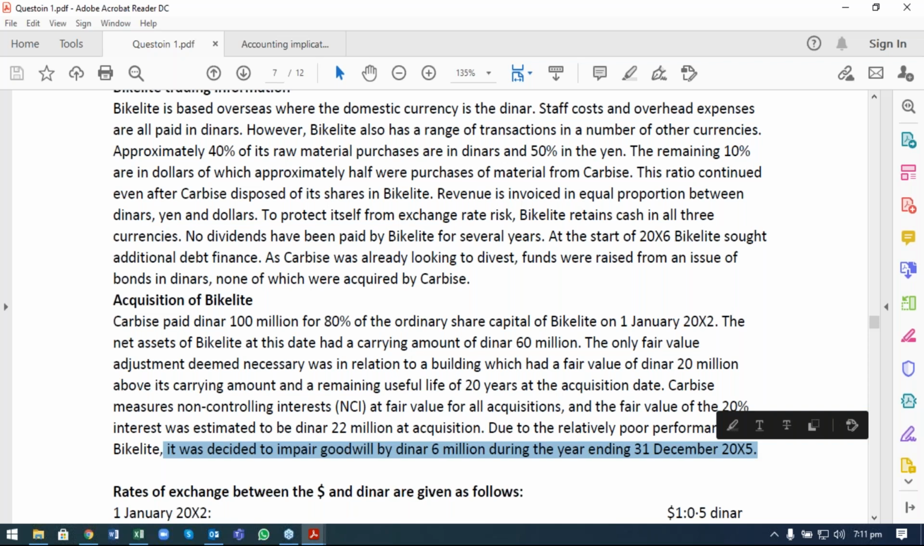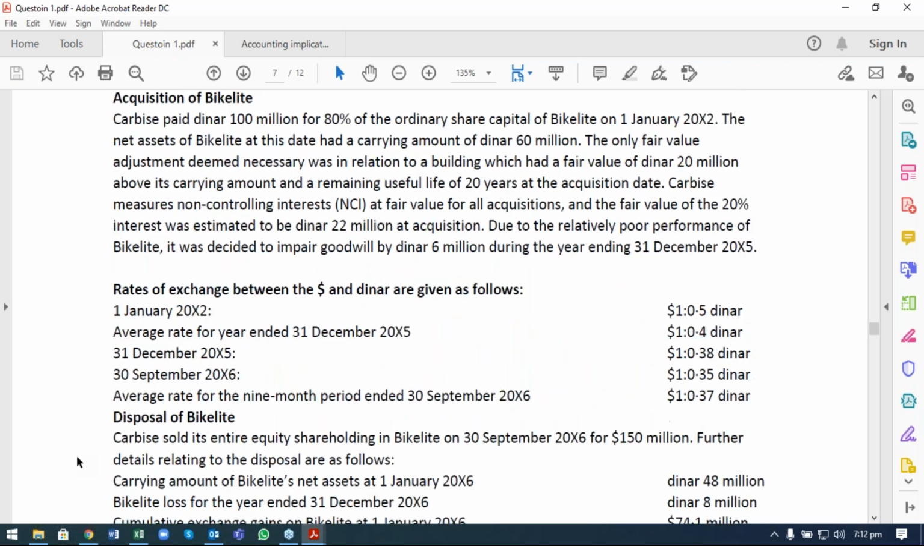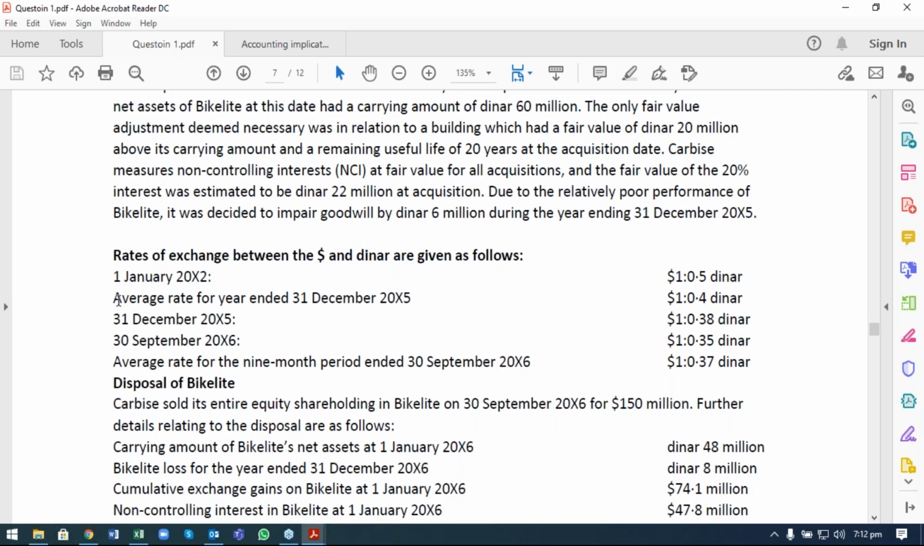So first we need to calculate the goodwill of Bakelite at the acquisition date, and then find out the goodwill at the start of the year, 1st January 2005. Exchange rates between dollar and dinar are given as follows. On 1st January 2002, the exchange rate was $1 equals 0.5 dinars. The average rate for the year ended 31st December 2005 was $1 equals 0.4 dinars, and the rates for 31st December and 30th September were also given, along with the average rate for the nine months to 30th September 2006.